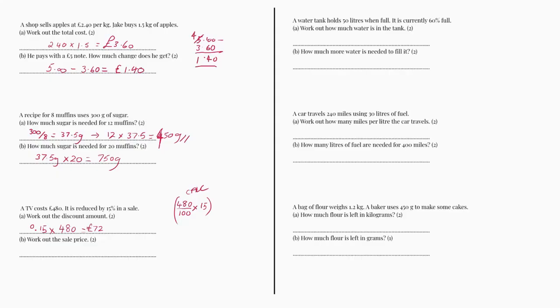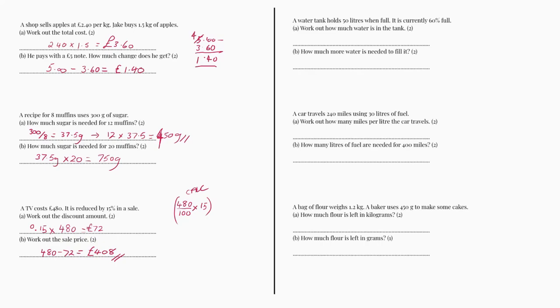Work out the sale price. Well, if it was £480 and they've reduced it by £72, all you're doing is 480 subtract 72 gives you £408.